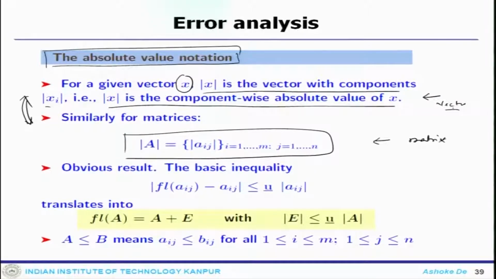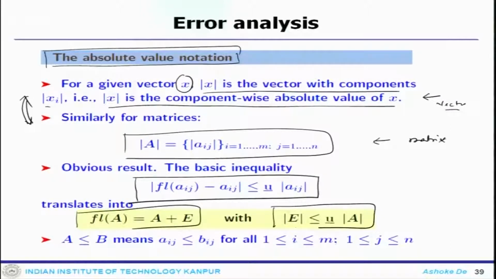So, the obvious inequality that turns out is floating point of Aij minus Aij must be less than or equal to u bar times mod Aij, which translates into floating point of A equals A plus E with mod E less than or equal to u bar mod A. So, the arithmetic operation errors associated with the vector that we have seen can now be extended for matrices, and there could be similar sort of errors, and A less than or equal to B means Aij less than or equal to Bij for all i and j.